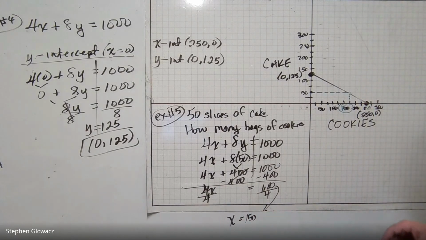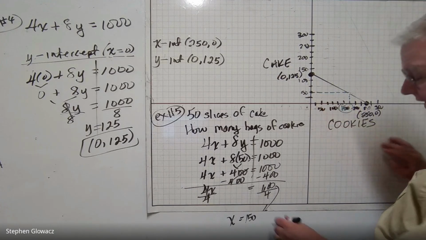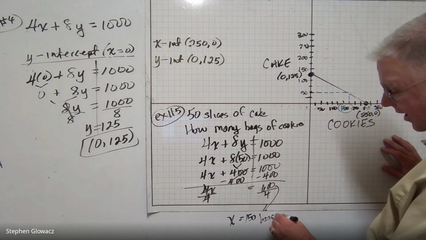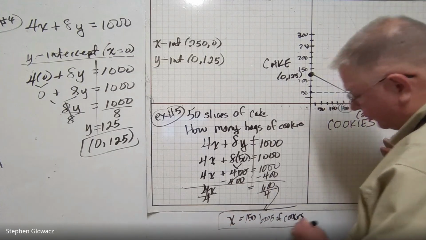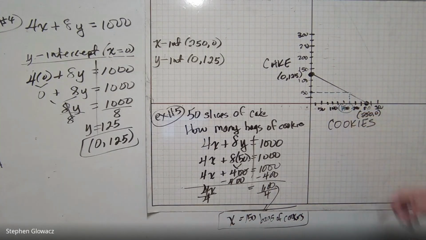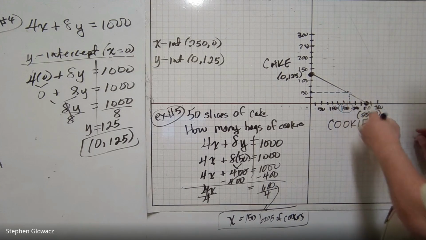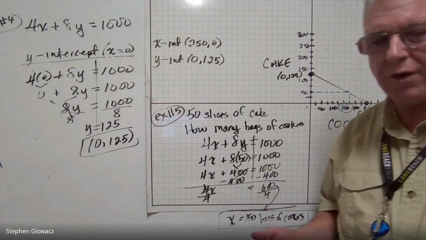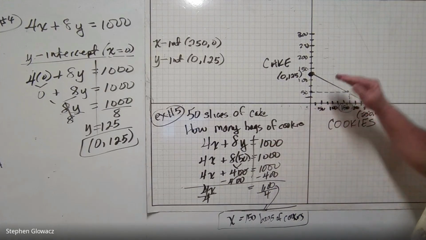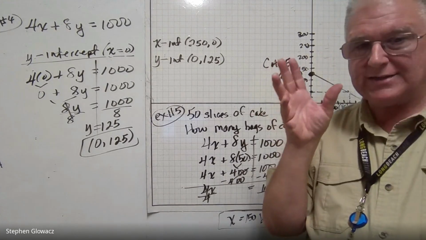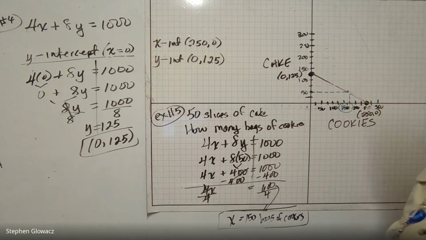So again, what does x represent? X represents bags of cookies. And so if we sold 50 slices of cake, it's confirmed we would need to sell 150 bags of cookies. And that's our answer to number 5, which we thought it might be. But if we look closely, we might say, well, it looks like it intersects a little before 150. Might think, well, maybe it's 145 or 140. But again, we confirmed it with our equation here, which is going to be exact. Whereas graphing is great because you can visualize and see it. However, if that line's off even by a little bit, that could throw your answer off.